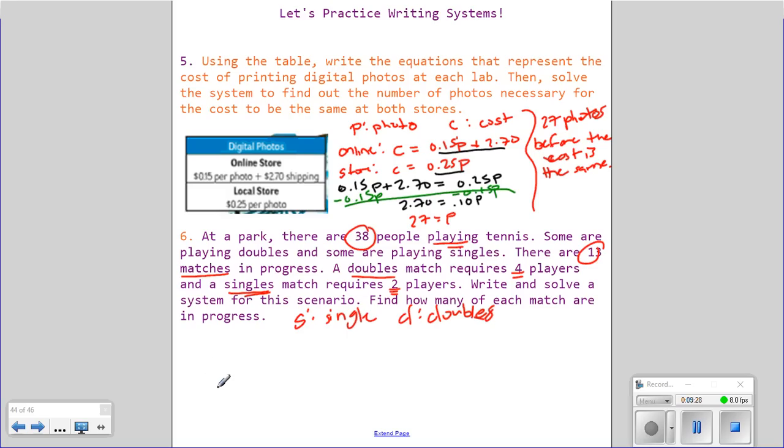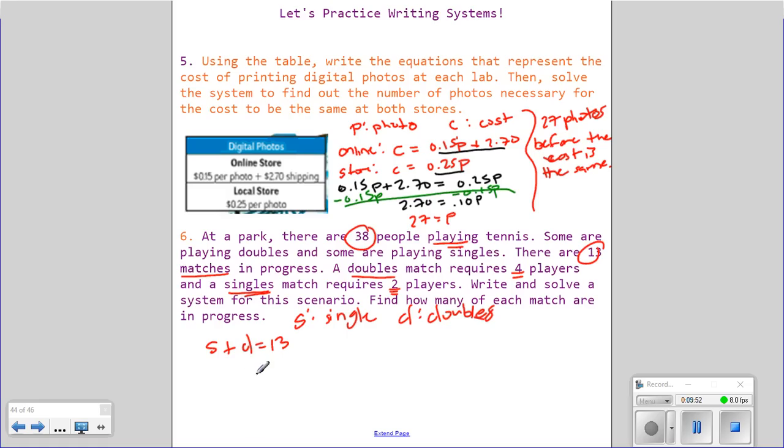So we know that there are 13 total matches. So we're going to start with that one. We know that single plus double is equal to 13. That one's pretty simple and self-explanatory because there's only 2 different types of matches and there's a total of 13.